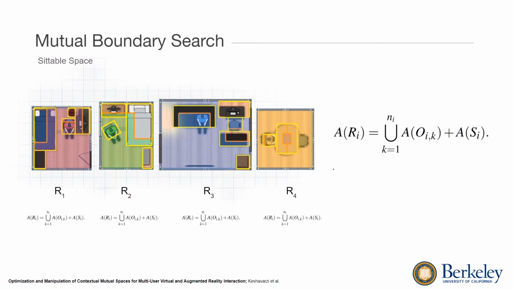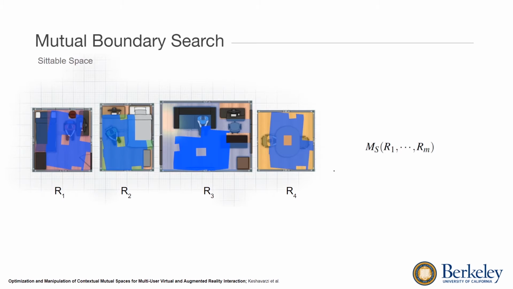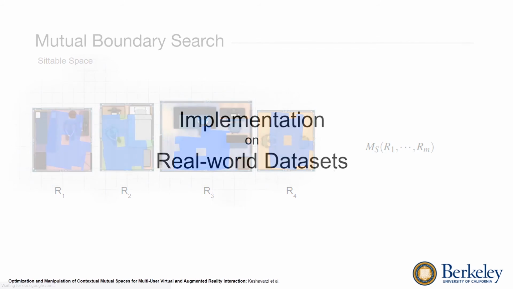Now, to add a little more flexibility and increase mutual usable spaces, we can also define sittable spaces. Sittable spaces extend the standable spaces by adding areas where humans are able to sit, such as sofas, chairs, and beds. Again, if we go through the same process, this time with sittable spaces, we observe larger mutual areas, which users can stand, sit, and walk and move around in without worrying about causing any unwanted collisions in other remote rooms.